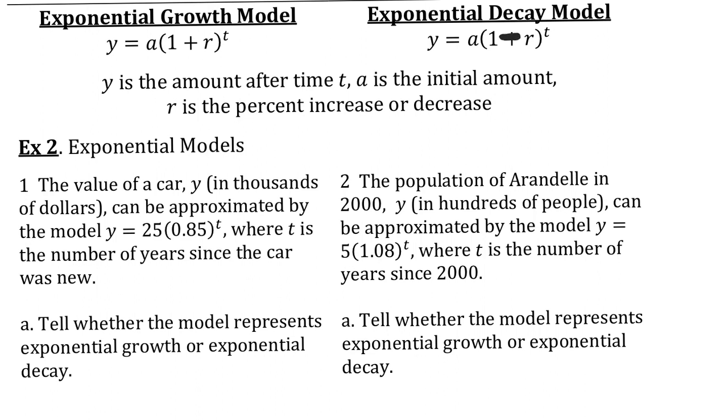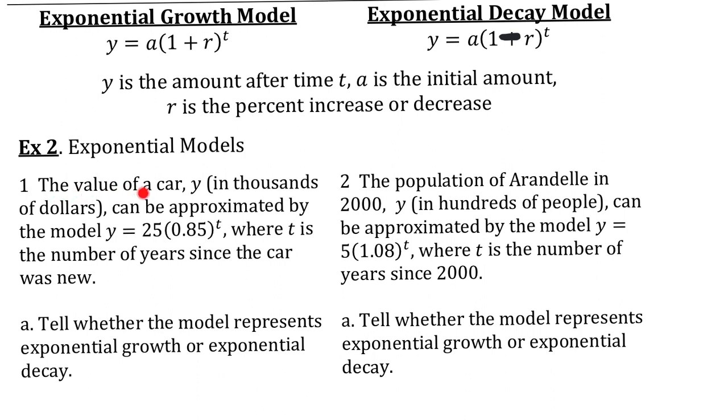Okay, y is the amount after time t. So if it's 3 months, I plug in 3. If it's 5 hours, I plug in 5. A is the initial amount. It's what I started with. R is the percent of increase or decrease. Okay, so let's see when this might come up.